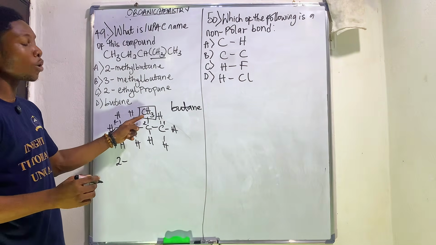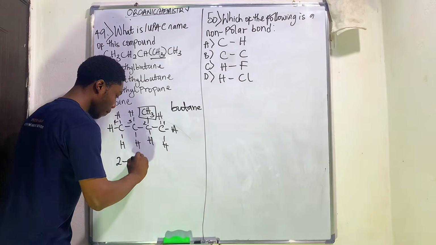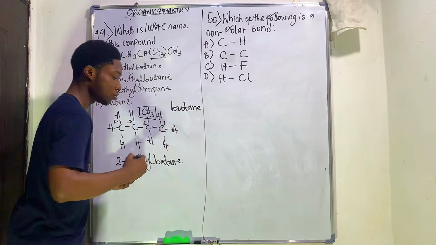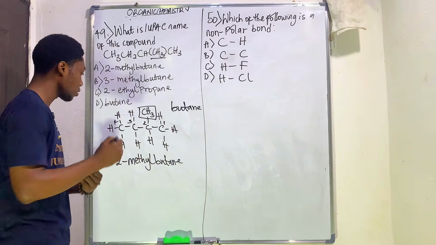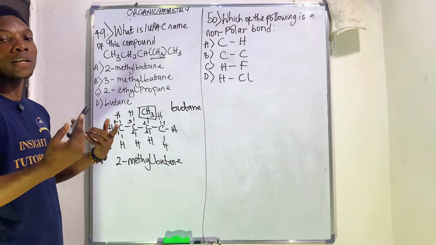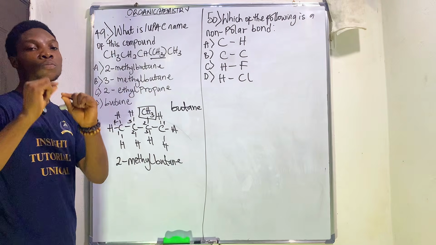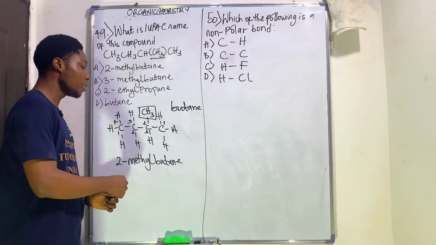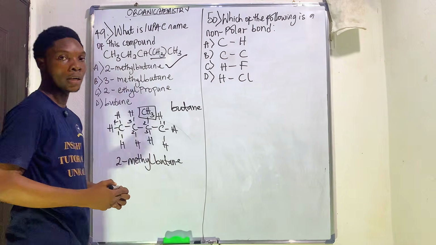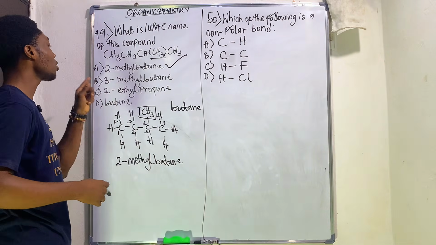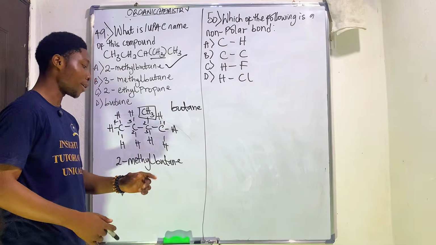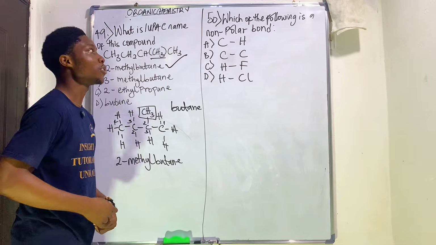The name of the substituent is what? Methyl. So 2-methyl, and finally the parent name, butane. If you count from the left to the right, 1, 2, 3, the substituent is going to be on carbon 3. And that is actually wrong, because you have to give the substituent the smallest number. So the name of this compound is 2-methyl butane, which is option A. Not 3-methyl butane, not 2-ethyl propane, and also not butane itself. 2-methyl butane.